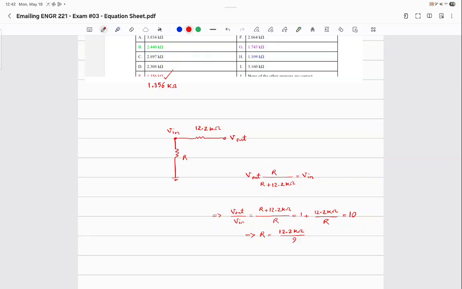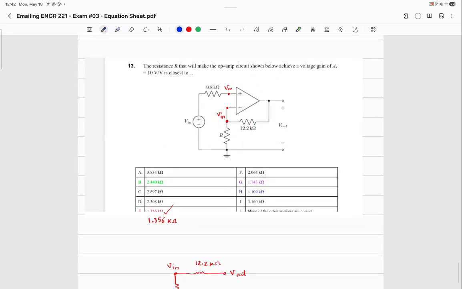You see, it's not the end of the world if you didn't memorize it, but if you had memorized it, do you remember what the formula was for this? This is a non-inverting amplifier. The formula is 1 plus R2 over R1. This is R2 and this is R1. Anything else? No? Okay.